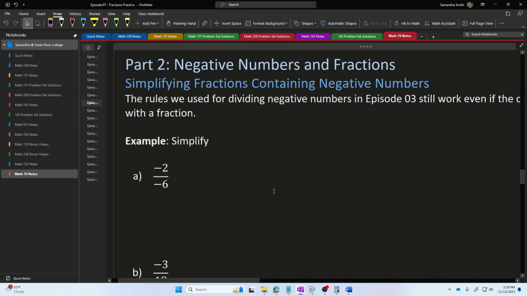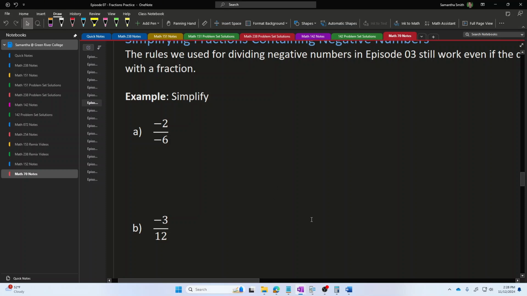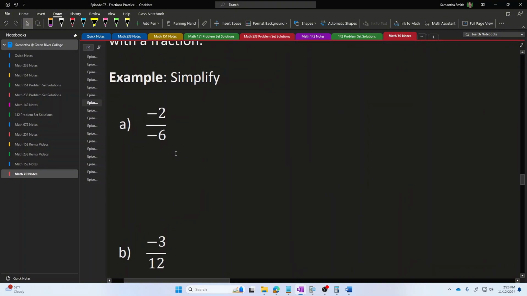So, for example, if someone asked me to simplify a fraction that contains some negative numbers, for example here, negative 2 divided by negative 6, negative 2 over negative 6. To simplify a fraction, the process is exactly the same as it was when we were simplifying positive fractions. Your goal is to divide out numbers from the numerator and the denominator. Divide as much as you can out of the numerator and the denominator.